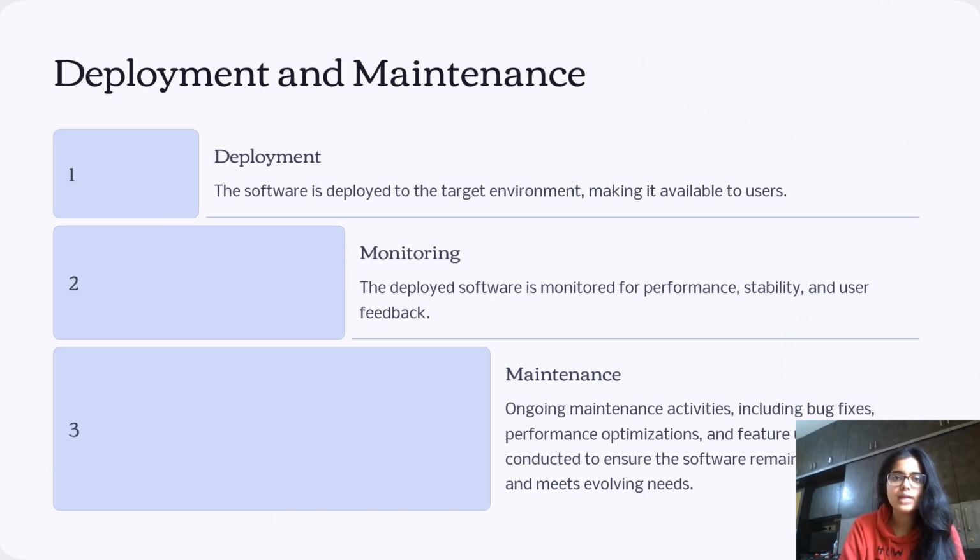Next is deployment and maintenance. Under deployment, the software is deployed to the target environment, making it available to users. Second is monitoring. The deployed software is monitored for performance, stability, and user feedback. Third is maintenance. Ongoing maintenance activities include bug fixes, performance optimization, and new features that are conducted to ensure the software remains reliable and meets evolving needs.